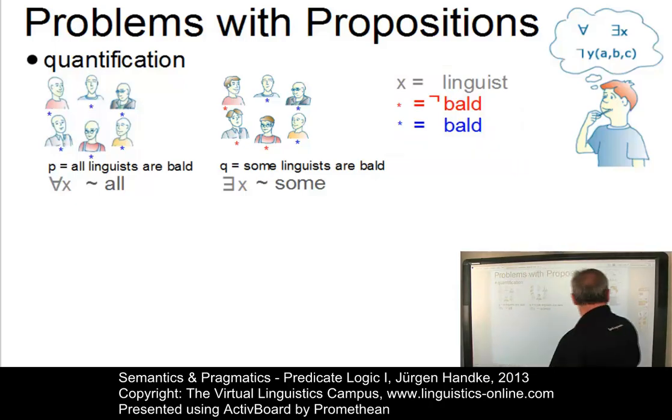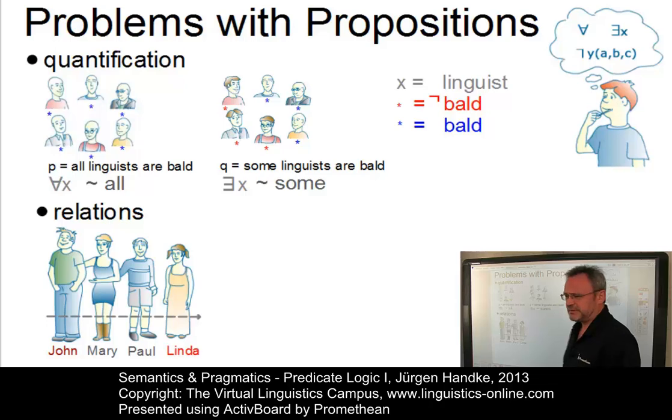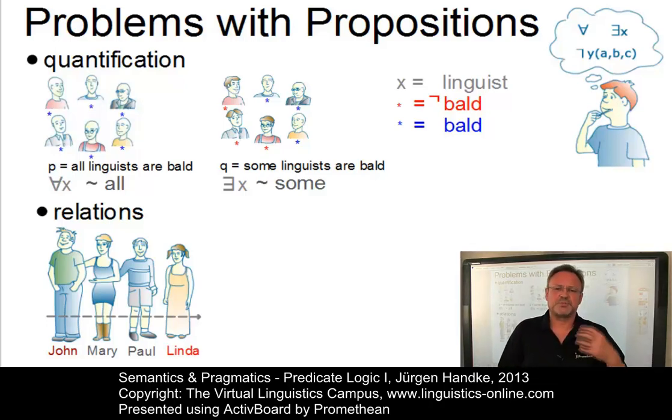The second problem for propositional logic can be referred to as the problem of relations. Since propositional logic has no access to the internal structure of propositions, it fails to notice important relationships among them. For example, if we look at the following compound statement: John is taller than Mary, and Mary is taller than Paul, and Paul is taller than Linda.